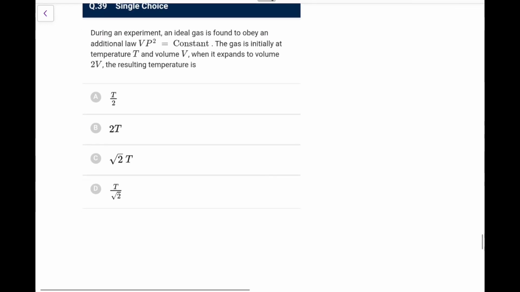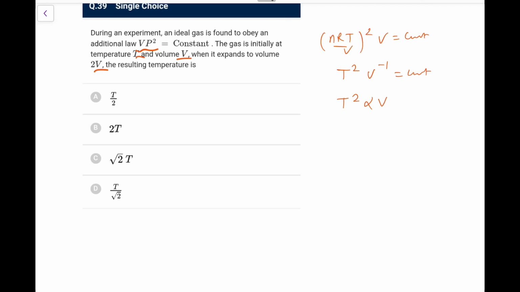Next, during an experiment, an ideal gas is found to obey this law. The gas is initially at temperature T and V, and it expands to 2V. The resulting temperature is, so P square V is constant. P I can write as nRT by V square into V is constant. So we get T square V to the power minus 1 is constant. So T square is proportional to V, or T is proportional to root V. So when volume is doubled, temperature will become root 2 times, simply using the ideal gas equation, nothing else. So the answer would be C1. So that's not tough for you, I suppose.